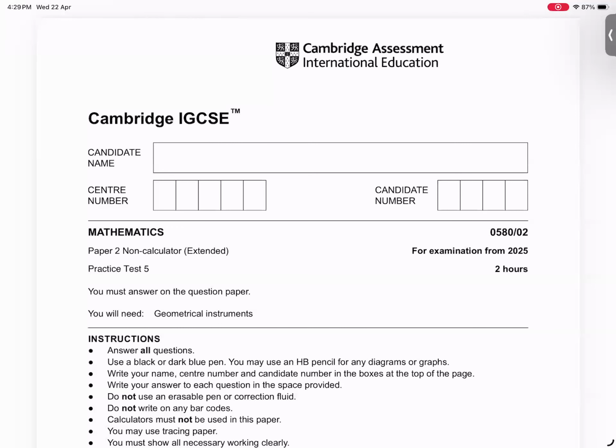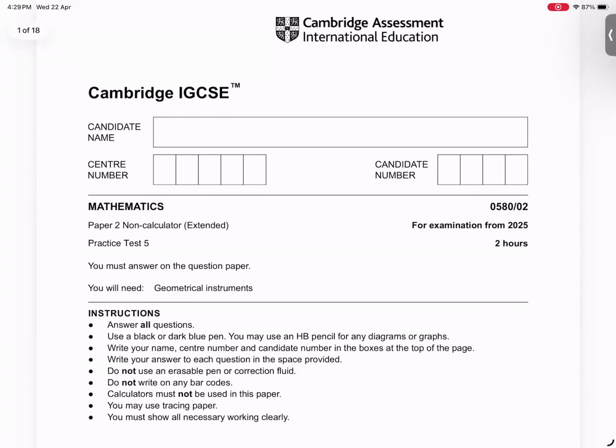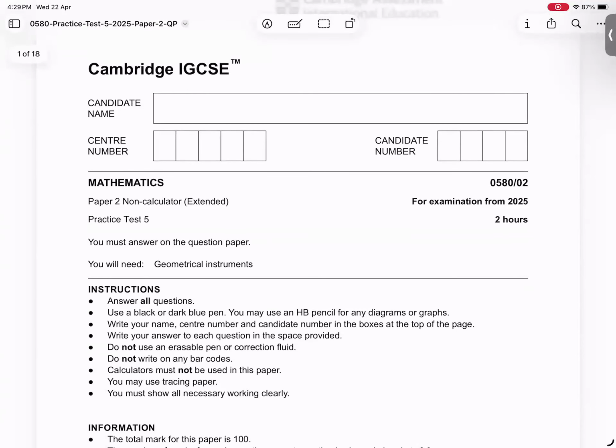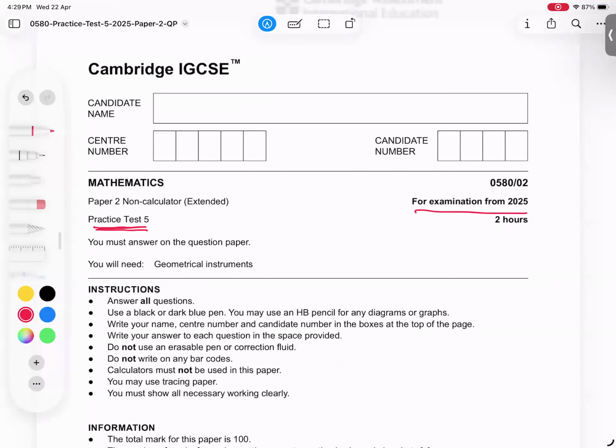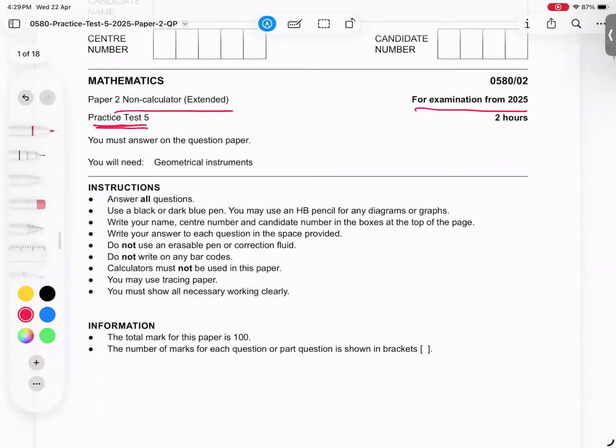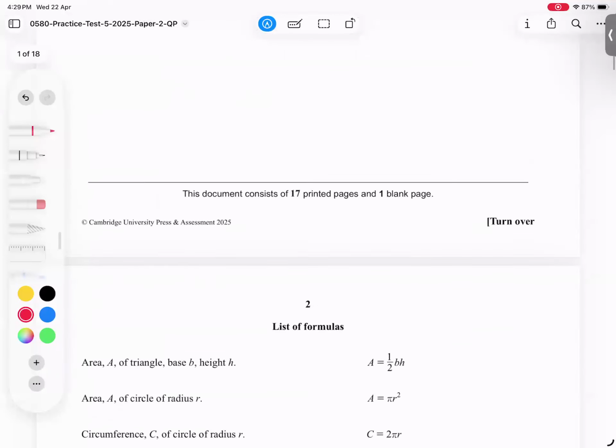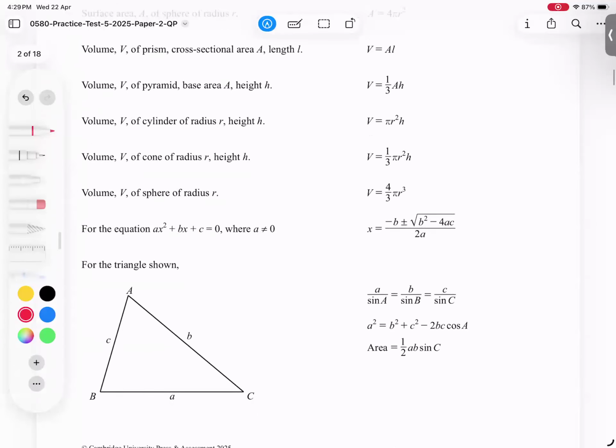Bismillah ar-Rahman ar-Rahim. Today I'm discussing with you June 2025, paper 2 pattern, practice test number 5, without calculator paper. So let's try to solve now. Question number 1 we have here to discuss is standard form.